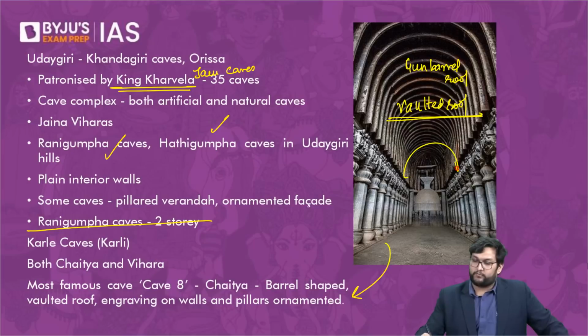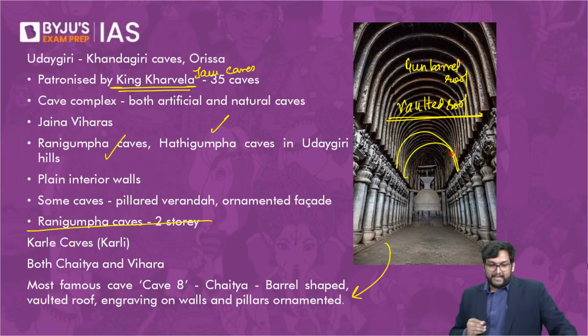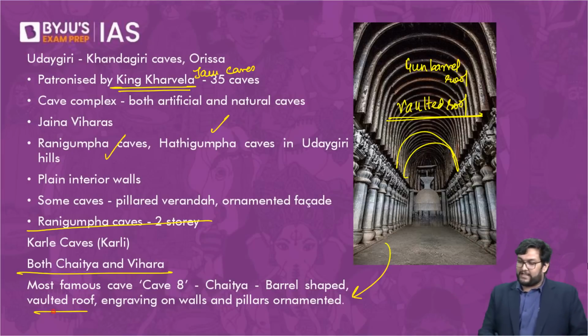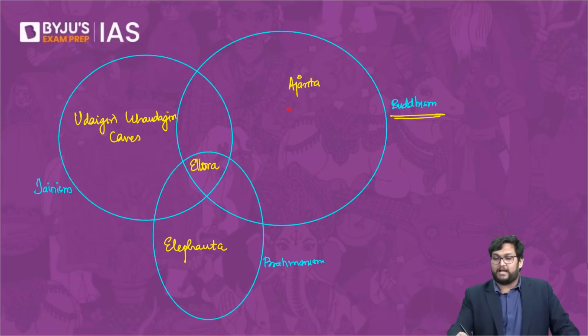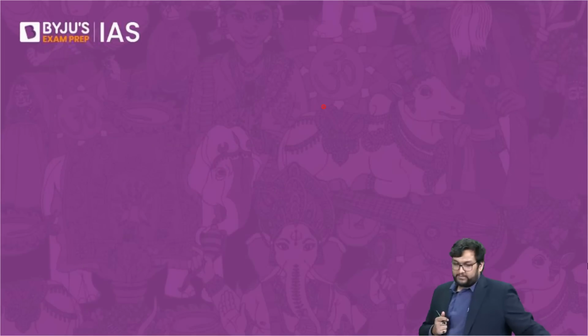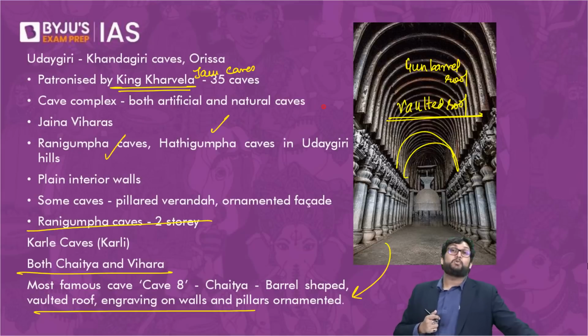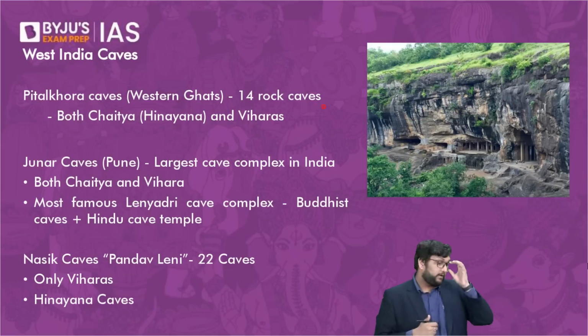And it is known for its ribbing which is there. And Karle is both Chaitya and Vihara, but it is only Buddhism. I hope you know how a Venn diagram works in that regard. Thereafter, you now start to get intersections.